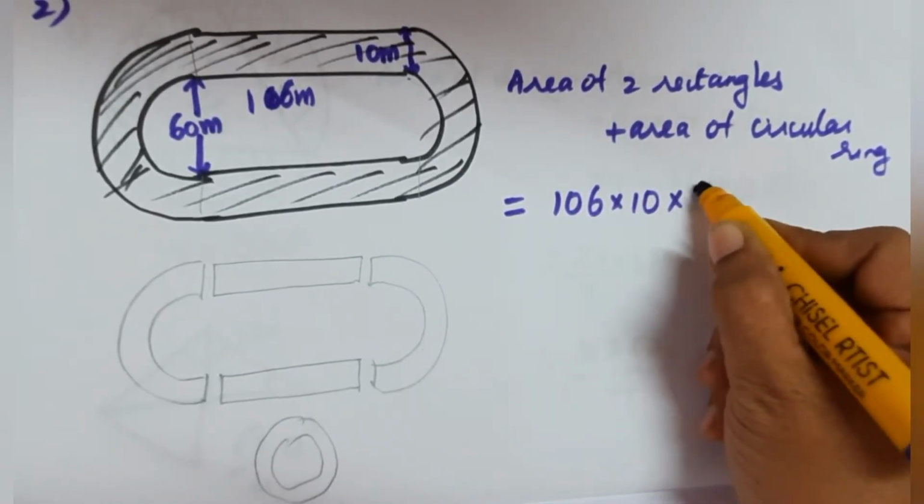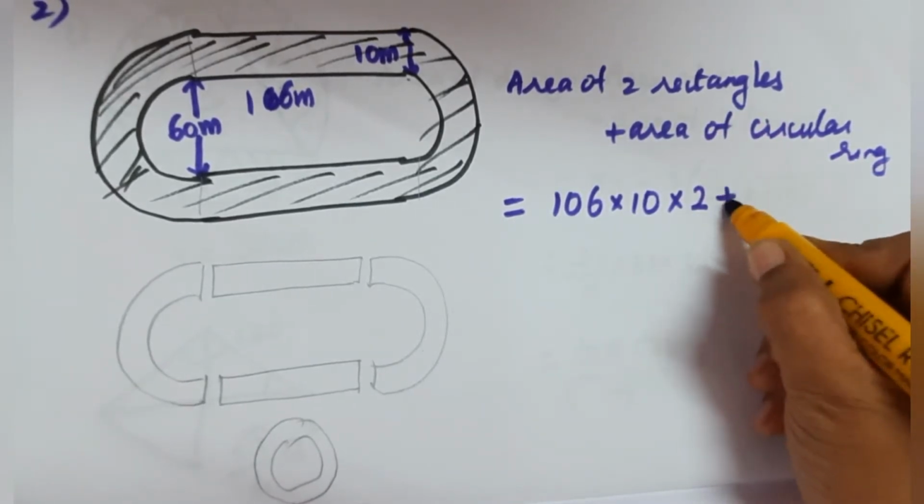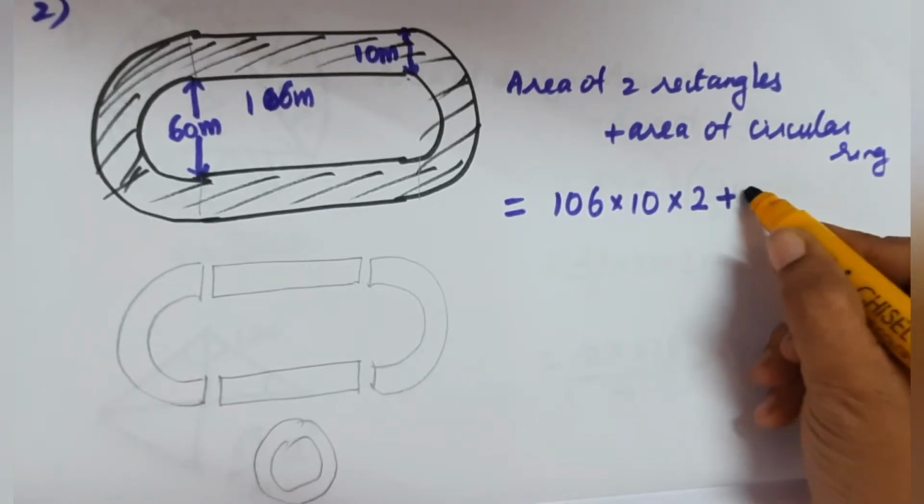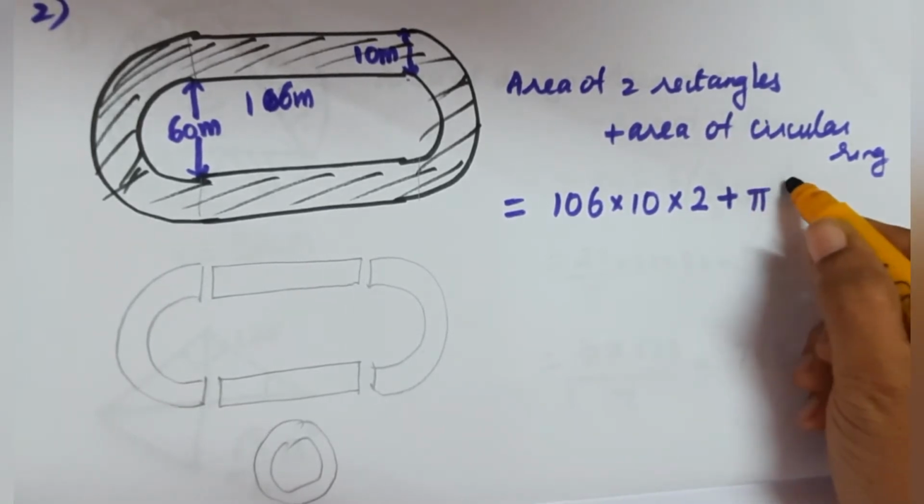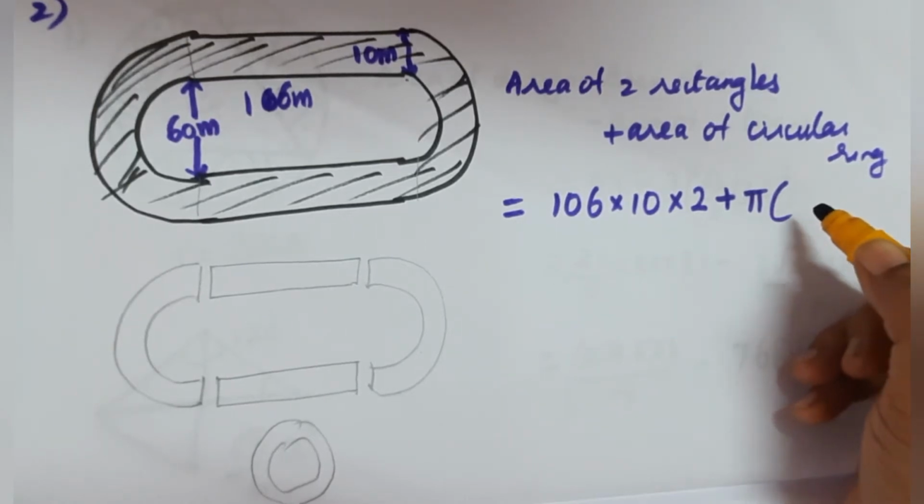If we multiply by 2, we are getting the double. Then area of the circular ring. Area of the circular ring is nothing but pi capital R square minus small r square, that is, radius of the outer ring minus radius of the inner ring.